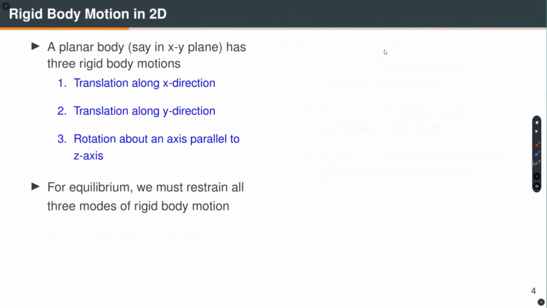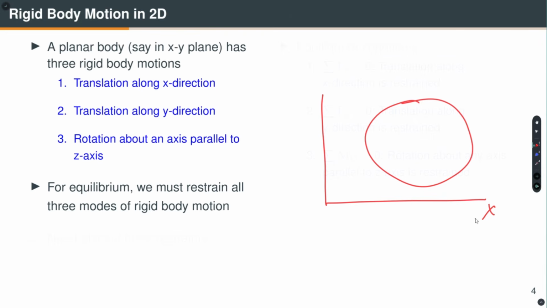So, let me draw it. So, let us say here is a body. Okay. This is my x axis and this is my y axis. So, this body can move in the x direction, can translate in the y direction, as well as it can rotate. So, for equilibrium, we must restrain all the three rigid body modes. So, what I will do? I will put a roller support here, right. So, that means the motion in the x direction is restrained. I will put another roller support here, then the motion in the y direction is restrained.